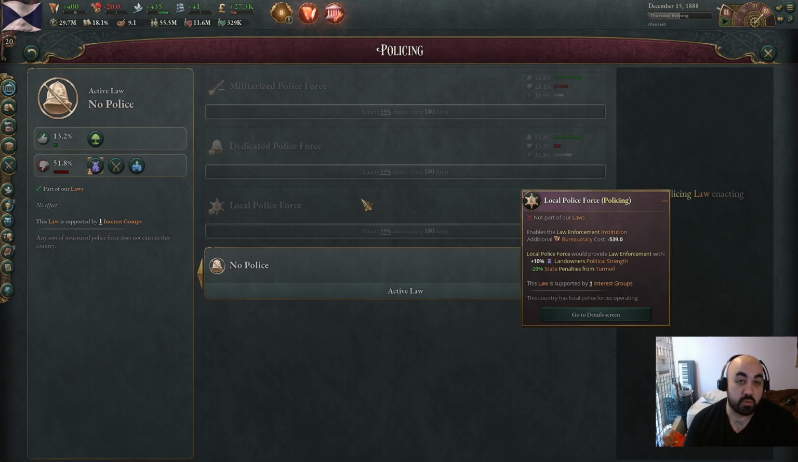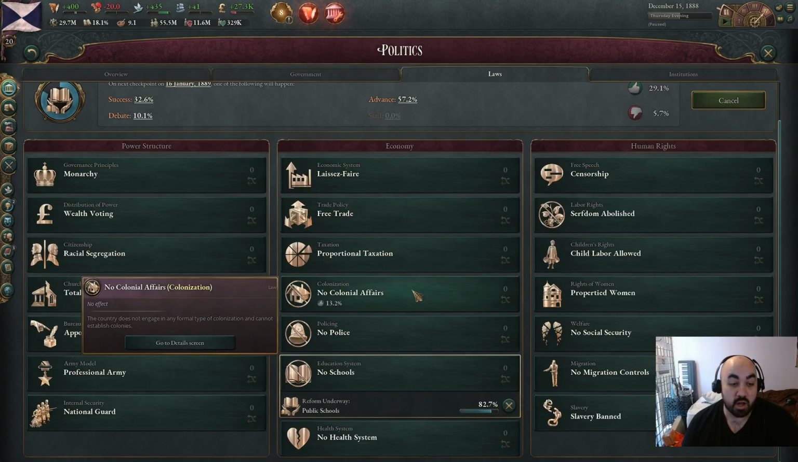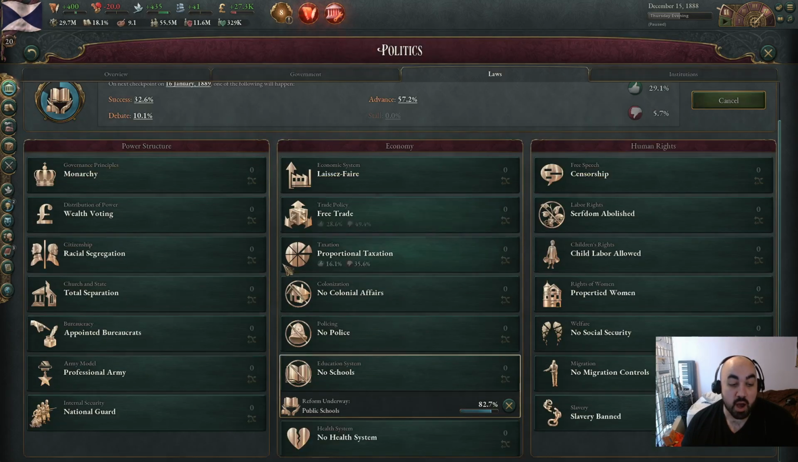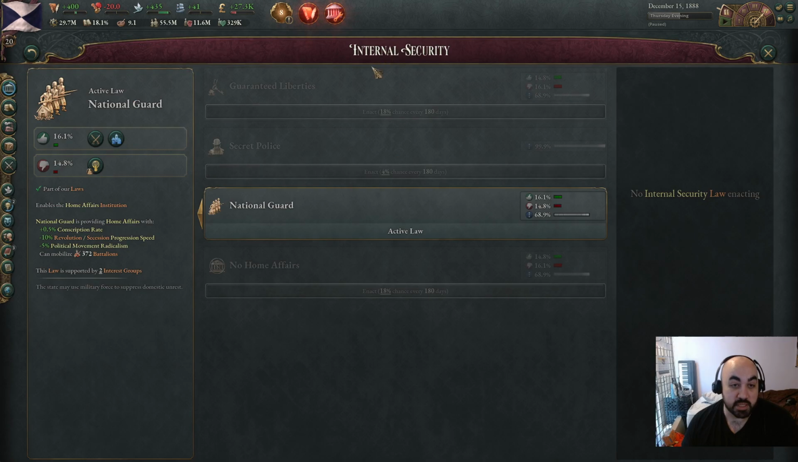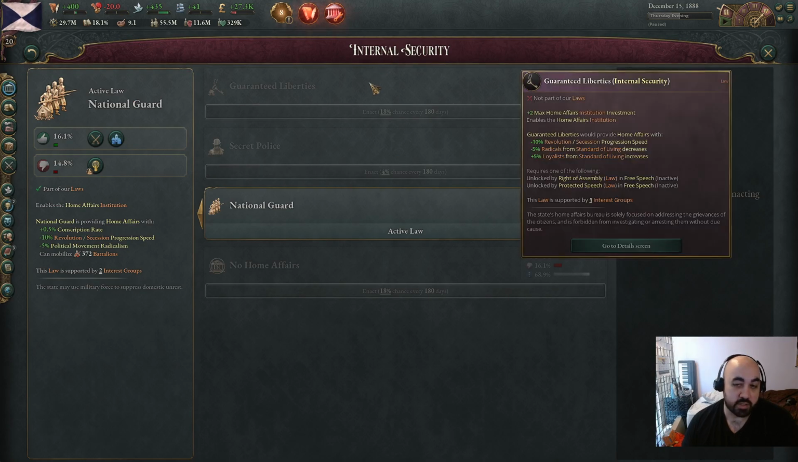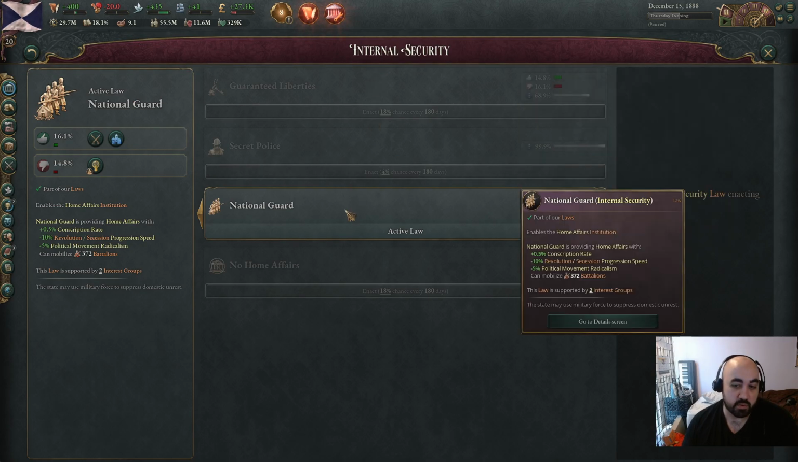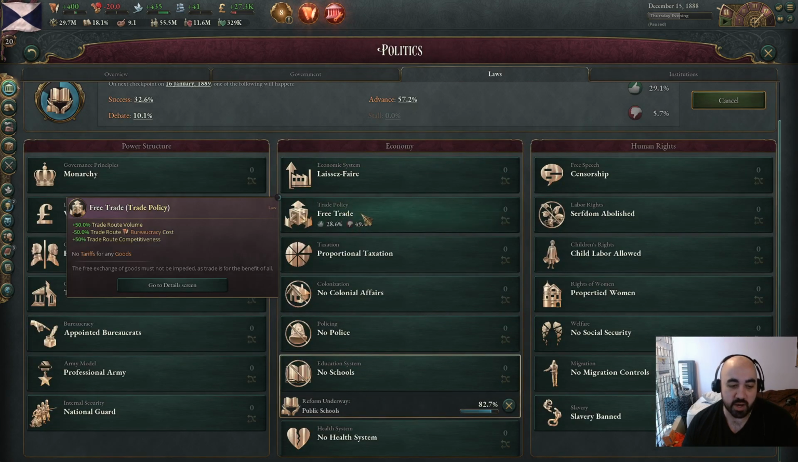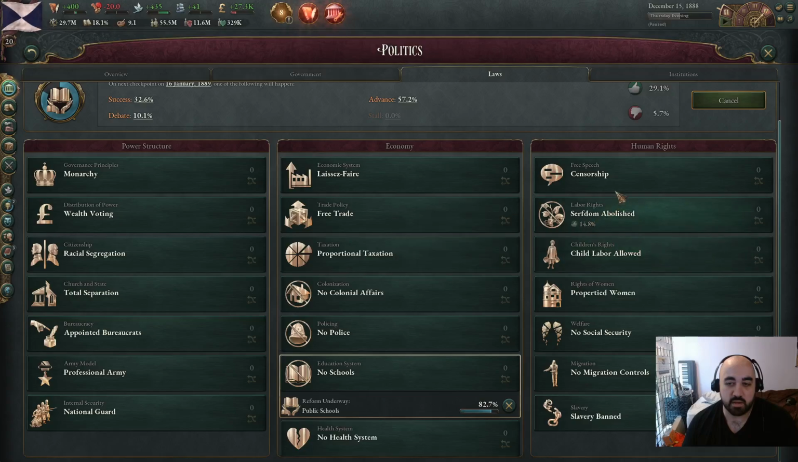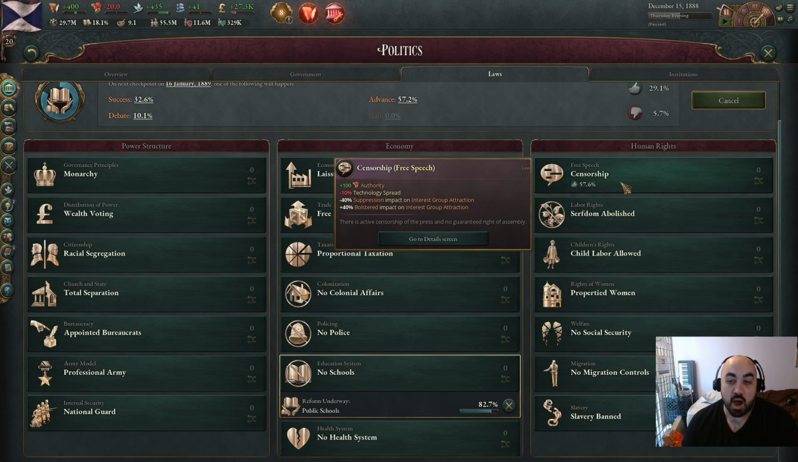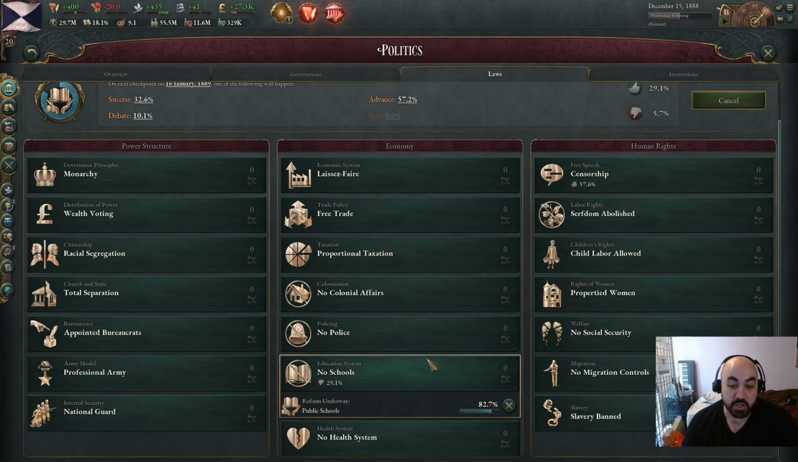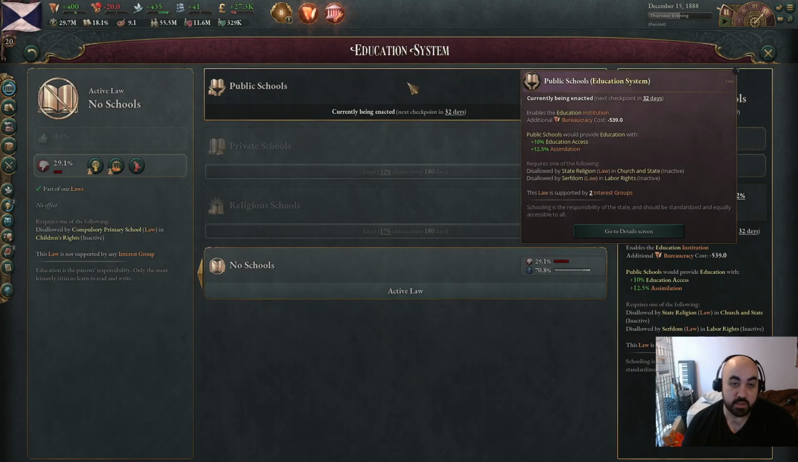So we're just going to run through all the institutions real quick. The 3 best institutions are going to be colonization, internal security, specifically guaranteed liberties, and I don't think it's particularly close. National Guard does give you more conscripts, but sometimes it's okay, other than that, the internal security is going to be better. And also, education is going to be good, because it kind of helps you develop literacy a little bit. Okay, so these 3 are the best.